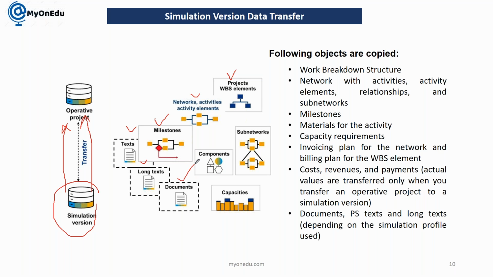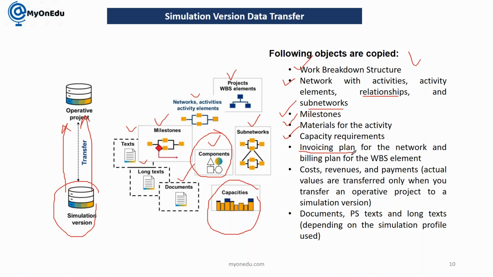Documents, whatever DMS documents are attached, will also be transferred. Components, that is the material which we are going to assign to the network activity, will also be transferred. We'll see what exactly this component is. Sub network, if you have any network within a network, will also be transferred, and then capacities will also be transferred. So these are the objects: WBS, network with activity elements, relationships and sub network, milestones, materials and activities, capacity requirement, and any invoicing plan you have created.